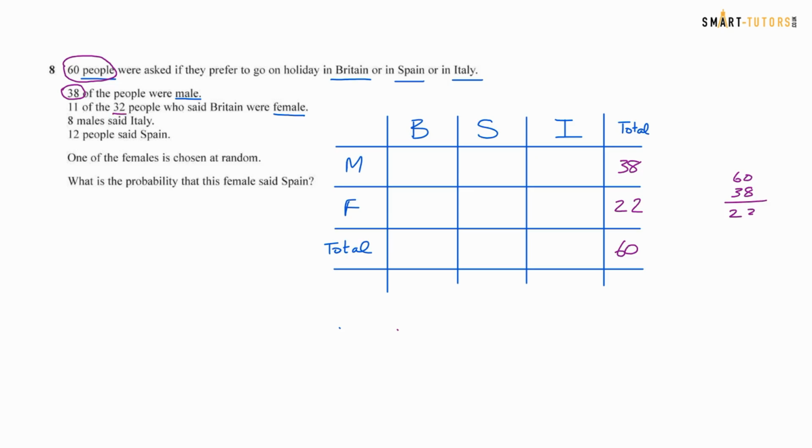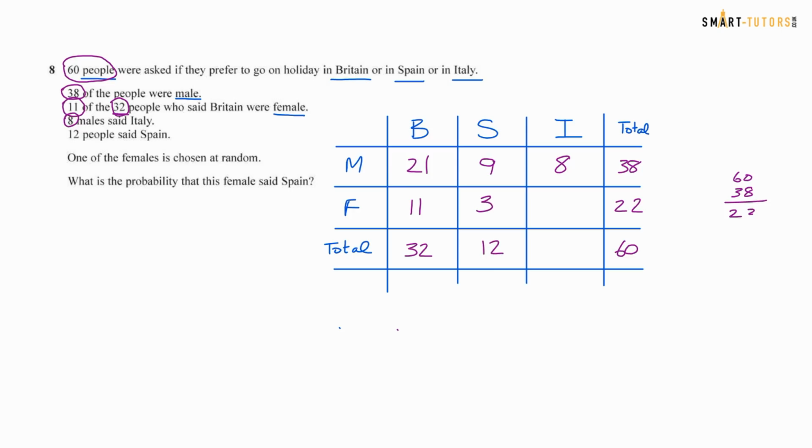11 out of 32 people who said Britain were female. So the total is 32 for Britain. Out of 32, 11 are female. So that means 21 male. So I have used this one, so I am circling it. 8 male said Italy. Oh, I got an idea. To get 38, 21 plus 8 is 29, and together with 9 is 38. So we are getting there.